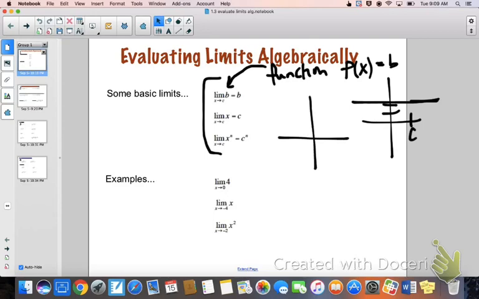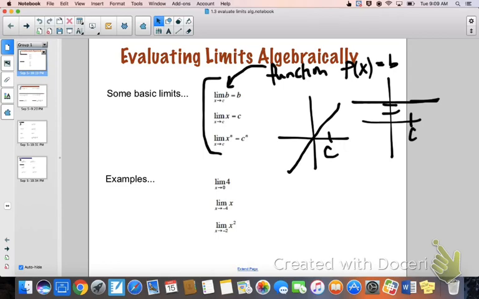Same thing with the next one, limit of x. So f of x equals x, that line looks like this. So the limit as x approaches c equals c, right? All you're doing is going to plug that in. And same thing with limit of x to the n as x approaches c is c to the n. Basically, you're just going to plug in that c value.